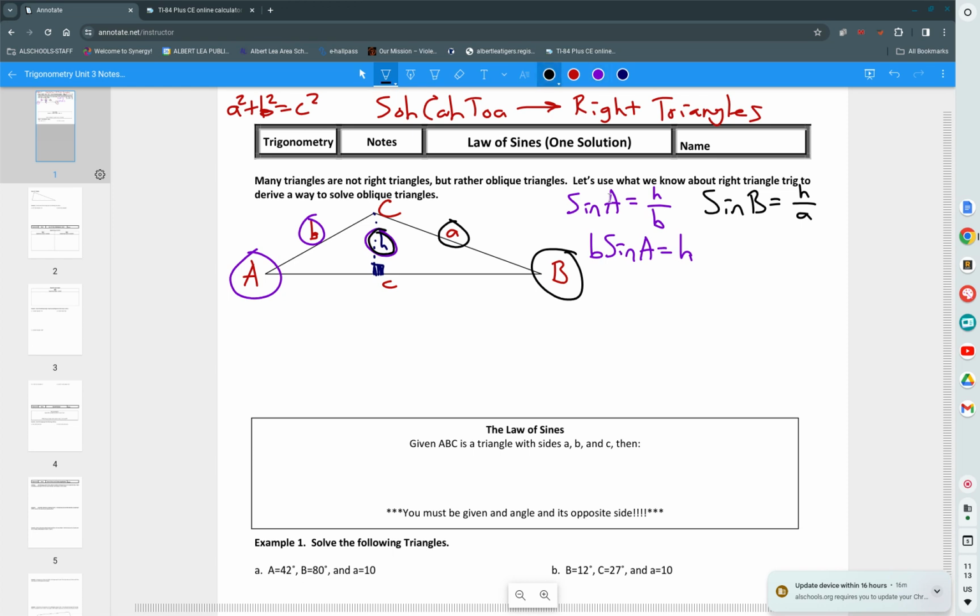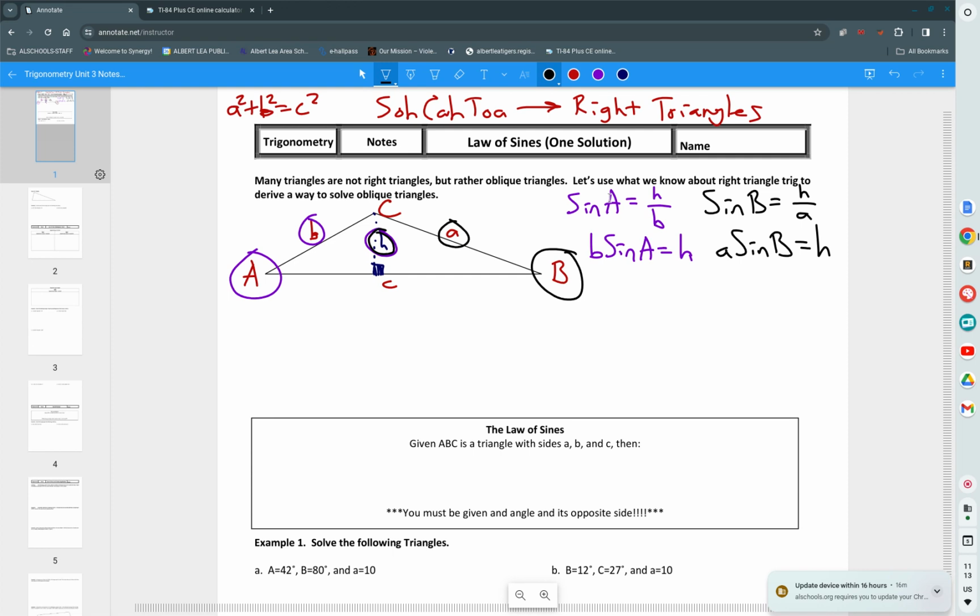And then here, I'm going to solve for H. I'm going to multiply both sides by A. I get A sine of B is equal to H. Notice that those are both equal to what? H. And if they're both equal to H, that means they're both equal to each other, right? Okay?